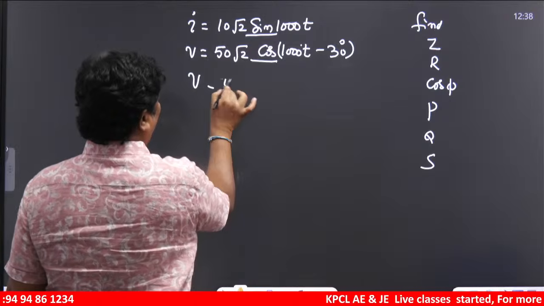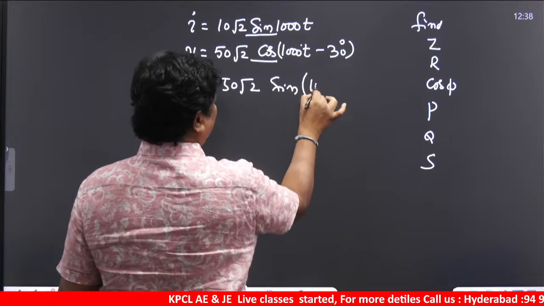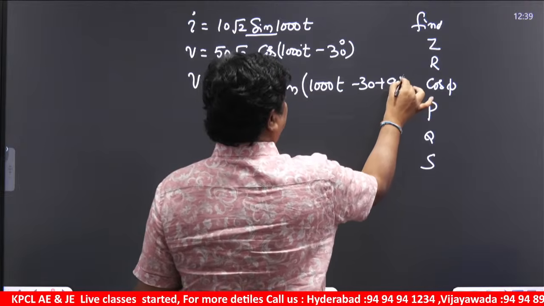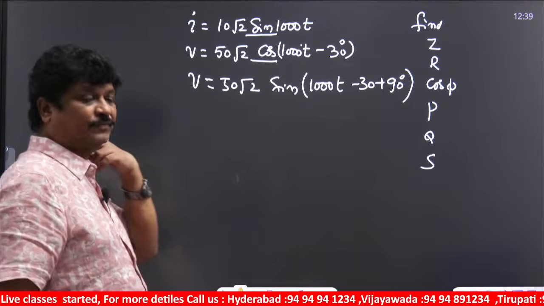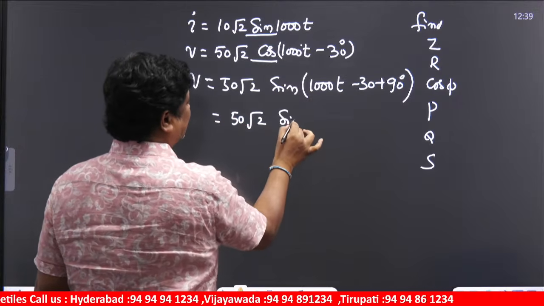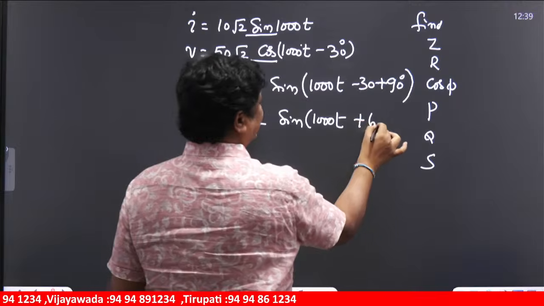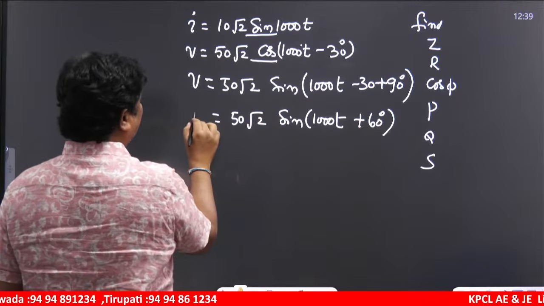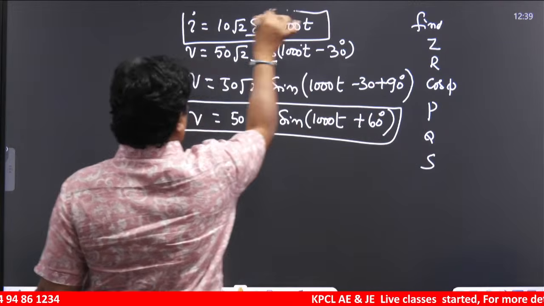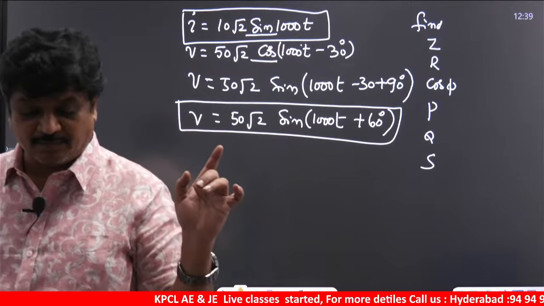V is equal to 50 root 2 sine 1000 t minus 30 plus 90 degrees. Now, what happened here? 50 root 2 sine 1000 t plus 60 degrees. It is the original equation. Voltage equation is this one. Current equation is this one. Now you start according to your procedure. That is the important observation we have to see here.